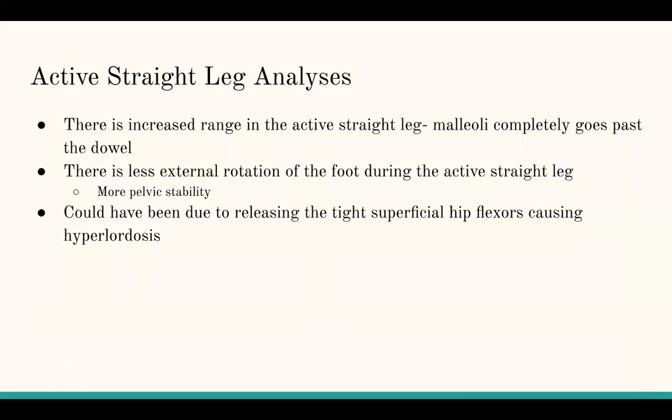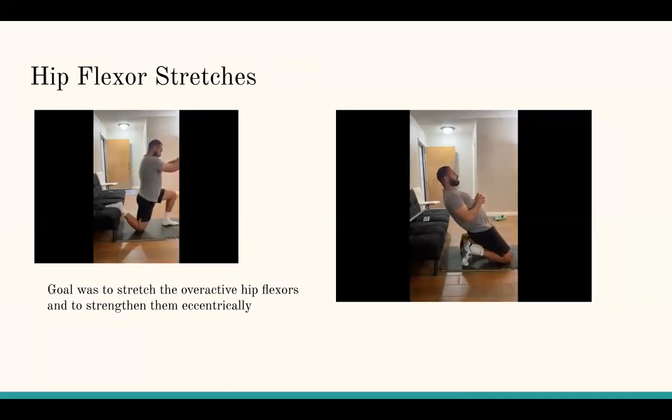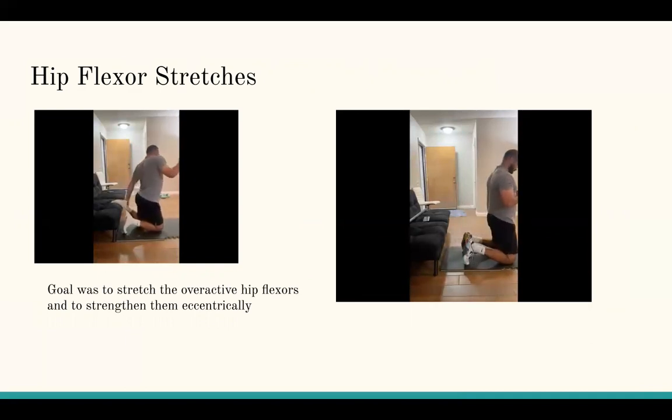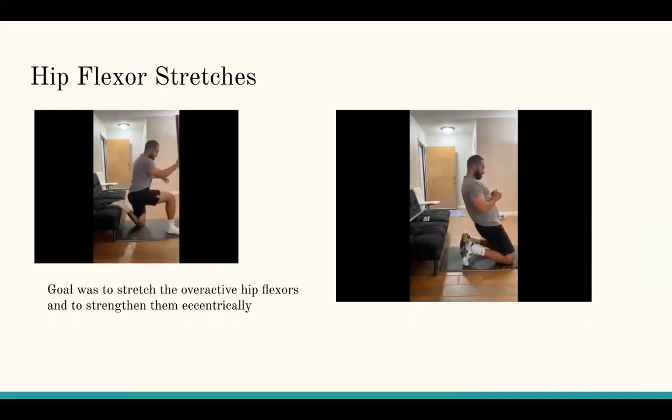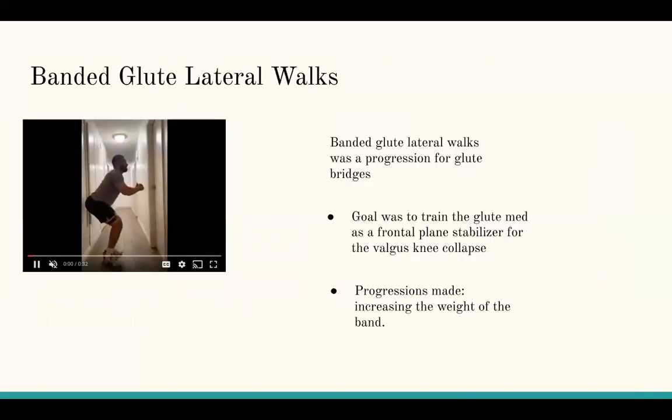So the highlighted main exercises are the ones that we think contributed to the improvements of the deep squat, inline lunge, hurdle step, and the active straight legs. So one of them was the hip flexor stretch, and this one was to eccentrically stretch the hip flexors as well as strengthen them, because we think that might have caused the hyperlordosis, which affects the straight leg and hurdle step. For the banded glute walks, this was mainly to attack the glute med as a frontal plane stabilizer, which addressed the valgus knee movement, and the progression made was increasing the weight of the band.